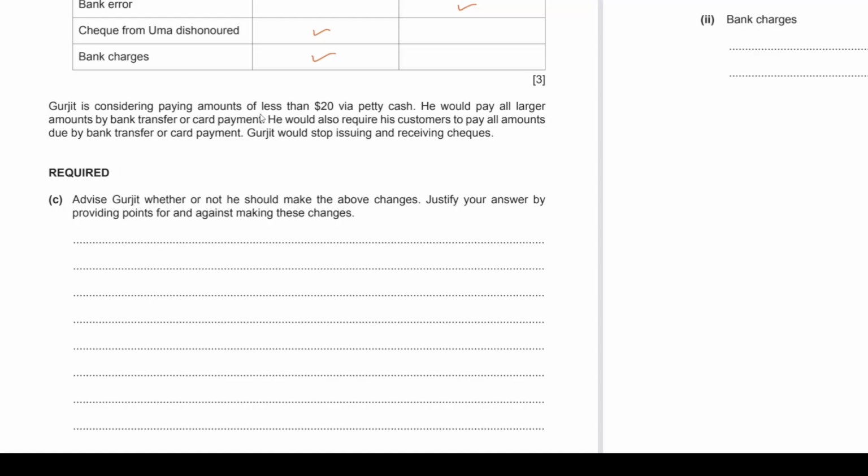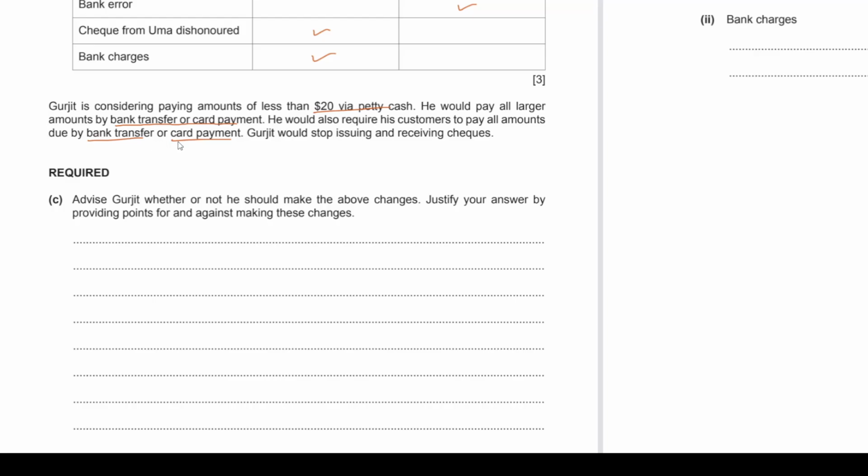Gurjeet is considering paying amounts of less than $20 via petty cash. He would pay all larger amounts by bank transfer or card payment. He would also require his customers to pay all amounts to you by bank transfer or card payment. Now, that's a small issue because maybe not everybody would want to do that. Some might prefer paying cash.